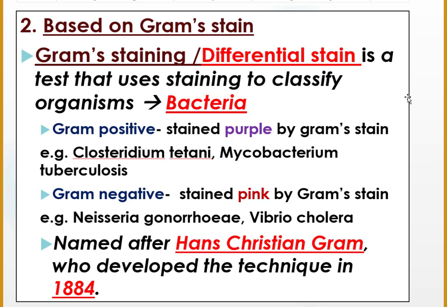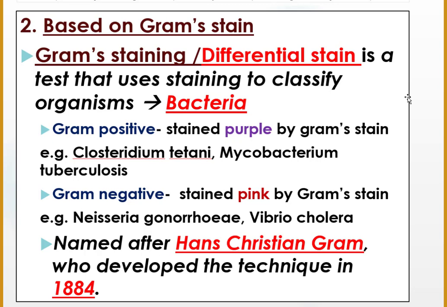First, I think we need to explain what Gram staining is. Gram's staining or differential stain is a test or a technique that uses staining to classify organisms, in this instance bacteria. So, based on Gram's staining, bacteria can be gram-positive. Gram-positive bacteria are a group of bacteria that always stain purple by Gram's stain. These include Clostridium tetani and Mycobacterium tuberculosis.